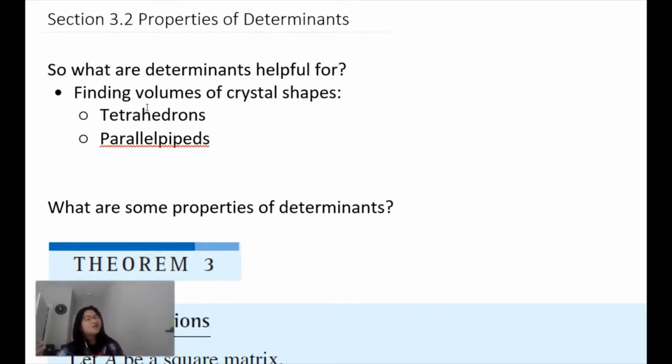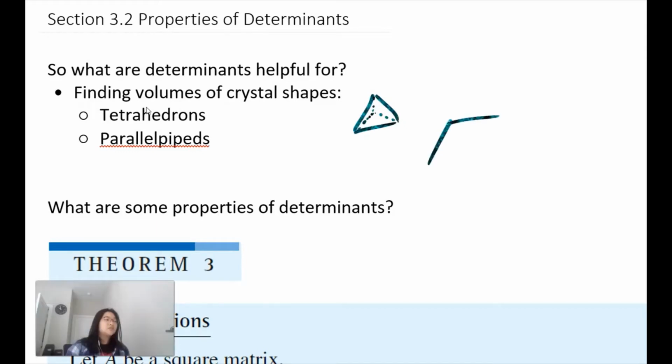So you might also be wondering, what are determinants helpful for? Well, one of their applications, and it's pretty cool, you should look into it for a journal, is finding volumes of crystal shapes. So like tetrahedrons, which are, when you have like this and then like that happening. So it's kind of more like a triangle thing. Or parallelepipeds, which are where you take a parallelogram and then you extrude it out, so that all the faces are parallelograms, and please excuse my pretty bad sketching. So parallelepipeds, you can find the volume of that using determinants as well, which is pretty cool.